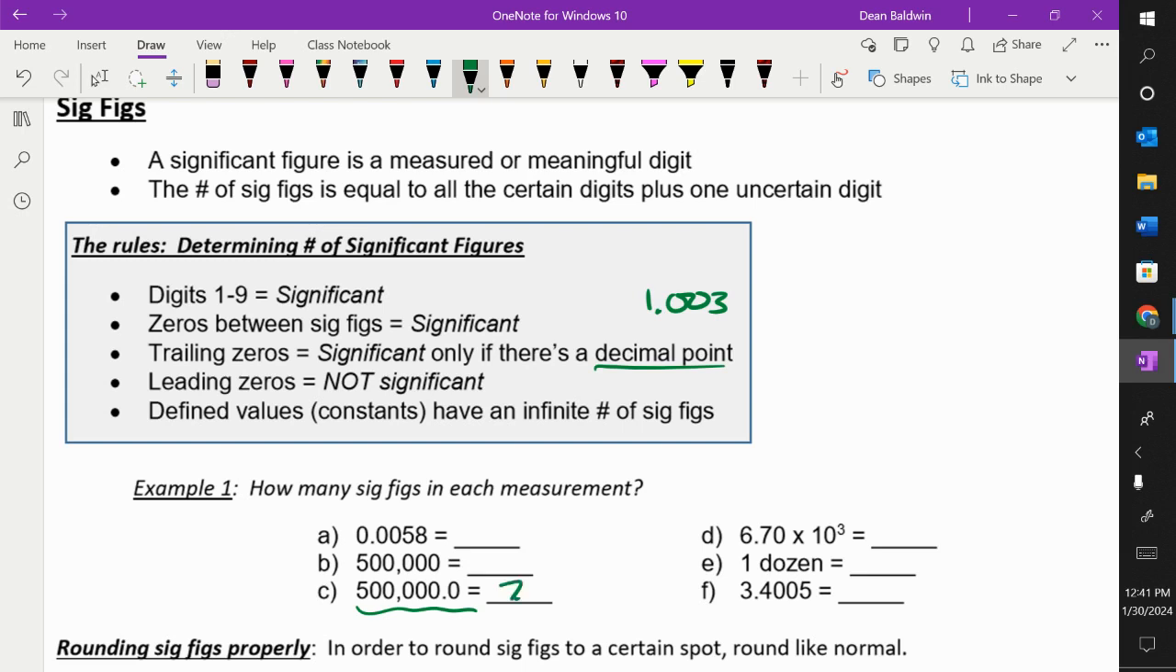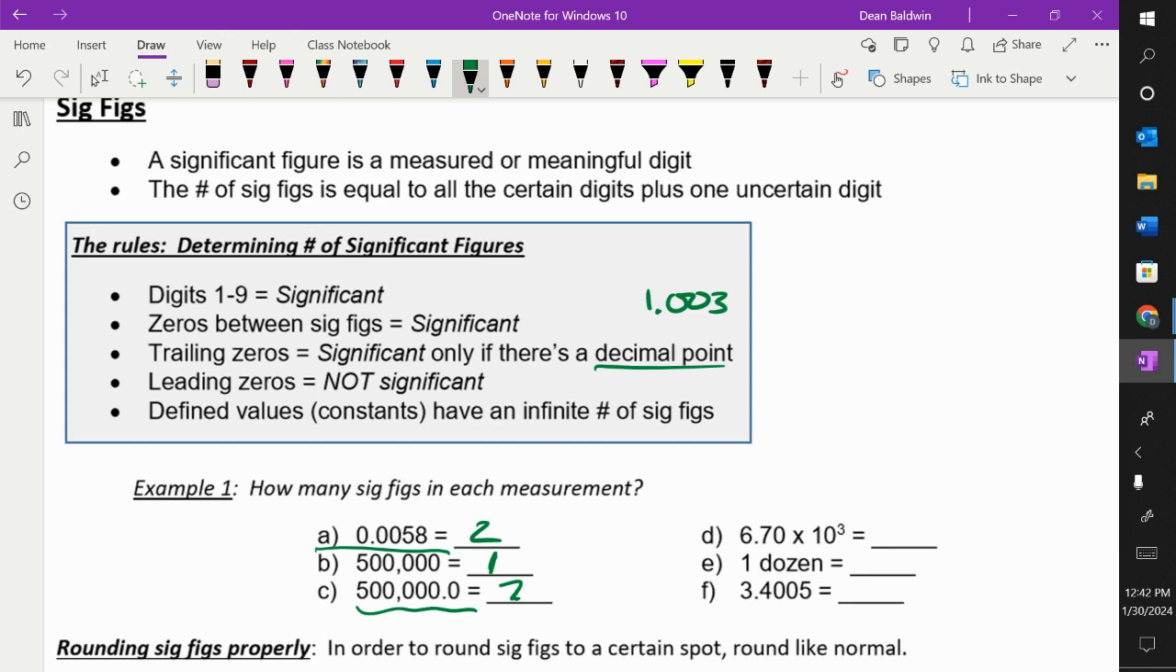Okay. Do leading zeros count as significant figures? No, they don't. So 0.0058 has how many sig figs? 2. Only the 5 and the 8 are significant. 500,000 with no decimal point: 1.